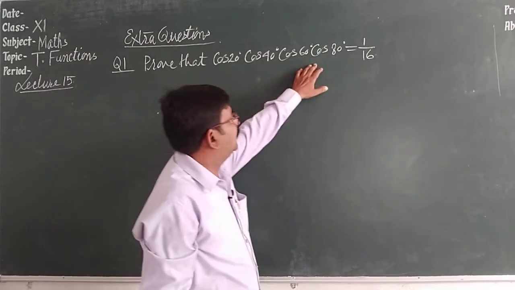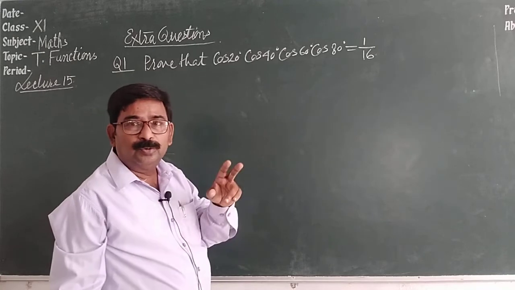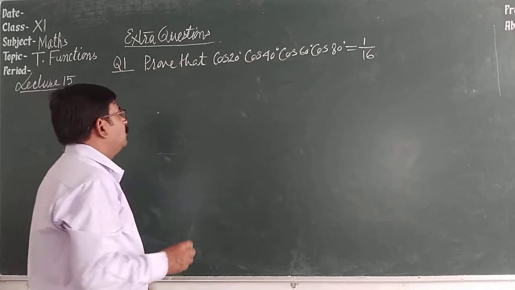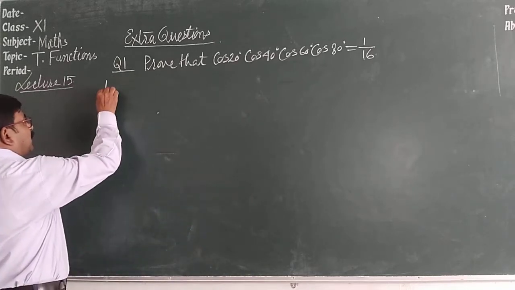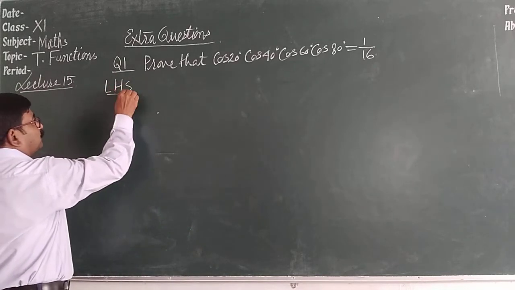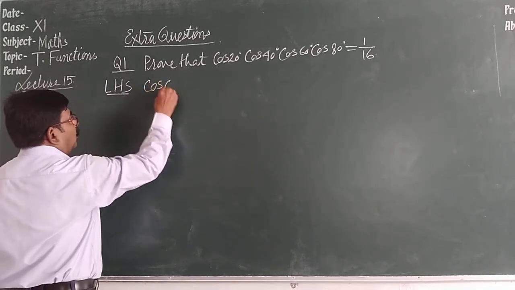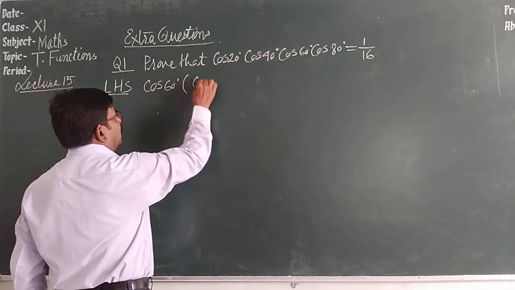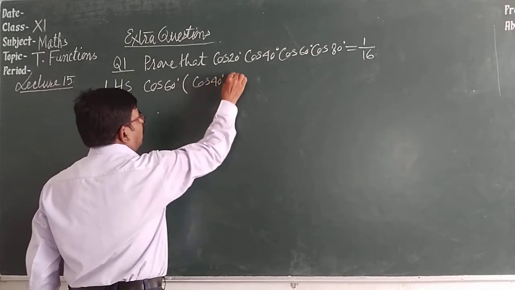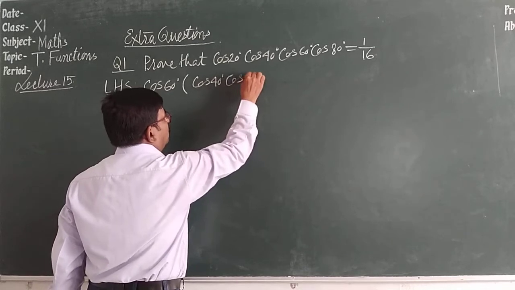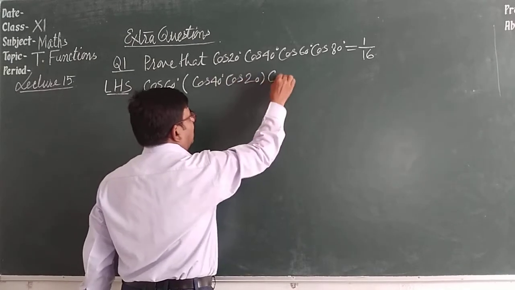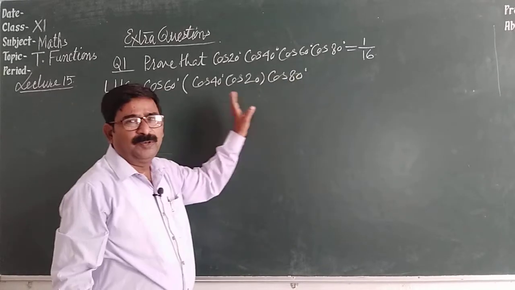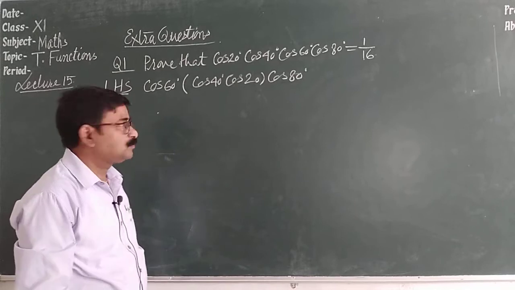and remaining 3, 2 can be taken together and 1 can be left outside. Any 2. So I am writing, see, left hand side I am writing cos 60 degree here and I am taking cos 40 into cos 20 degree. I am leaving cos 80 degree outside. You may take 40 80, you may take 20 80, anyone.